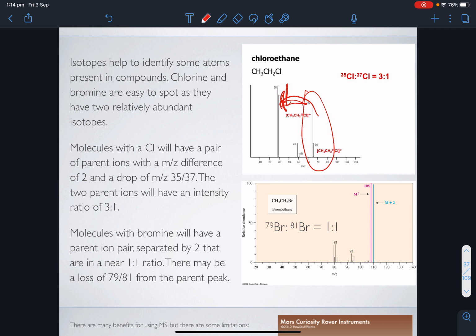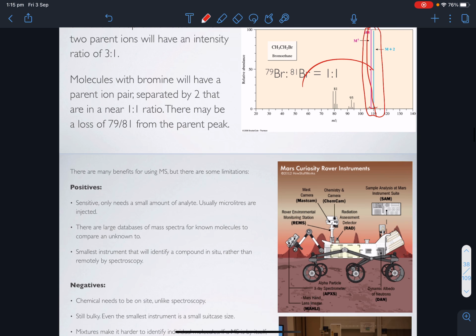The same thing happens with bromine. You've got bromine 79 and bromine 81. These exist in abundances around 50-50. So if you've got a bromine in a molecule and you run it through a mass spectrometer, you get a mass loss of 79 or 81, but you also get a double parent peak that is 2 apart and pretty much equal in prevalence. So that's a good indicator that you've got a bromine in the molecule.